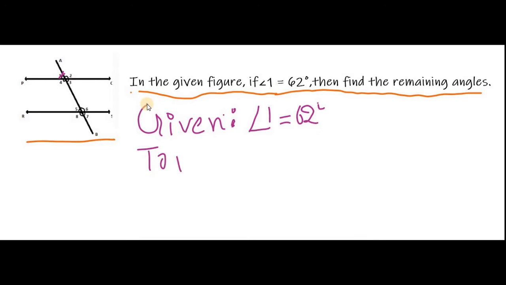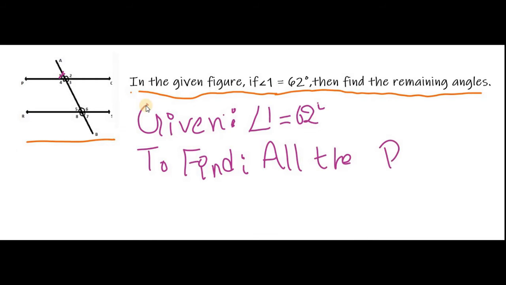The next statement would be the to prove statement. So what should be proven over here? Here nothing is to be proved, so you might be wondering what to write. In these types of problems you should just write to find. If you have to prove anything, you should write it as to prove. If not, you should write it as to find. So what should we find here? We should find all the remaining angles. I'm writing it as all the R angles, that is the remaining angles.